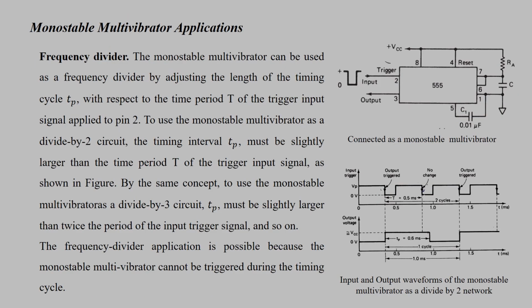Next is the application of monostable multivibrator as a frequency divider. It can be used by adjusting the length of timing cycle TP with respect to the time period T of the input trigger signal applied to pin 2. So to use the monostable multivibrator as a divide by 2 circuit, the timing TP must be slightly larger than the time period T. You can see here in this figure.